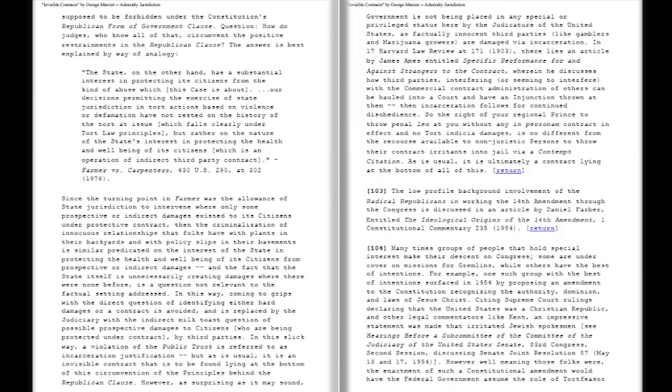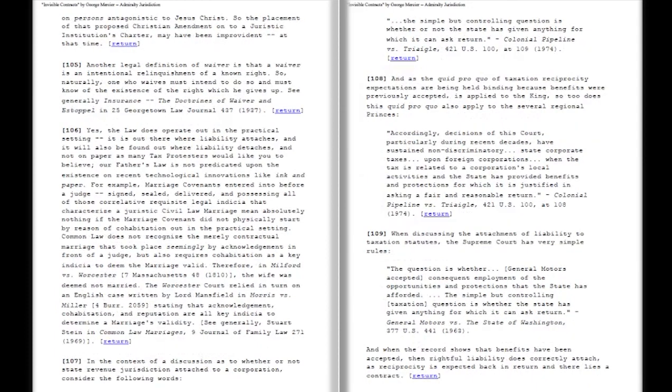See hearings before a subcommittee of the Committee of the Judiciary of the United States Senate, 83rd Congress, Second session, discussing Senate Joint Resolution 87, May 13 and 17, 1954. However well-meaning those folks were, the enactment of such a constitutional amendment would have the federal government assume the role of tortfeasor on persons antagonistic to Jesus Christ. So the placement of that proposed Christian amendment onto a juristic institution's charter may have been improvident at that time.